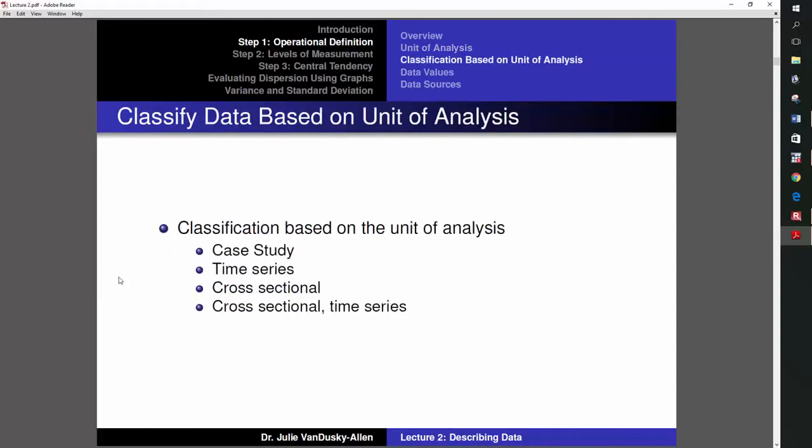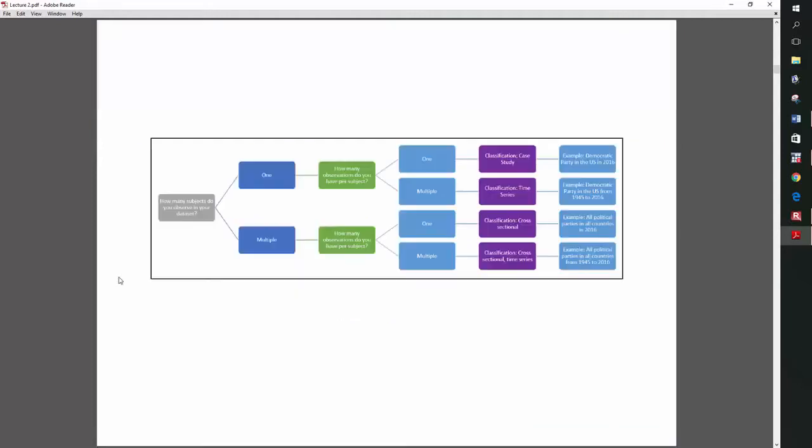After we identify our unit of analysis, we can classify our variable based on our unit of analysis. Our variable could be a case study, a cross-sectional variable, a time series variable, or a cross-sectional time series variable. If we only have one subject in our variable in one time period, we would have a case study. If we only have one subject over multiple time periods, we would have a time series variable. If we have multiple subjects in one time period, we would have a cross-sectional variable. And if we have multiple subjects in multiple time periods, then we have a cross-sectional time series variable.